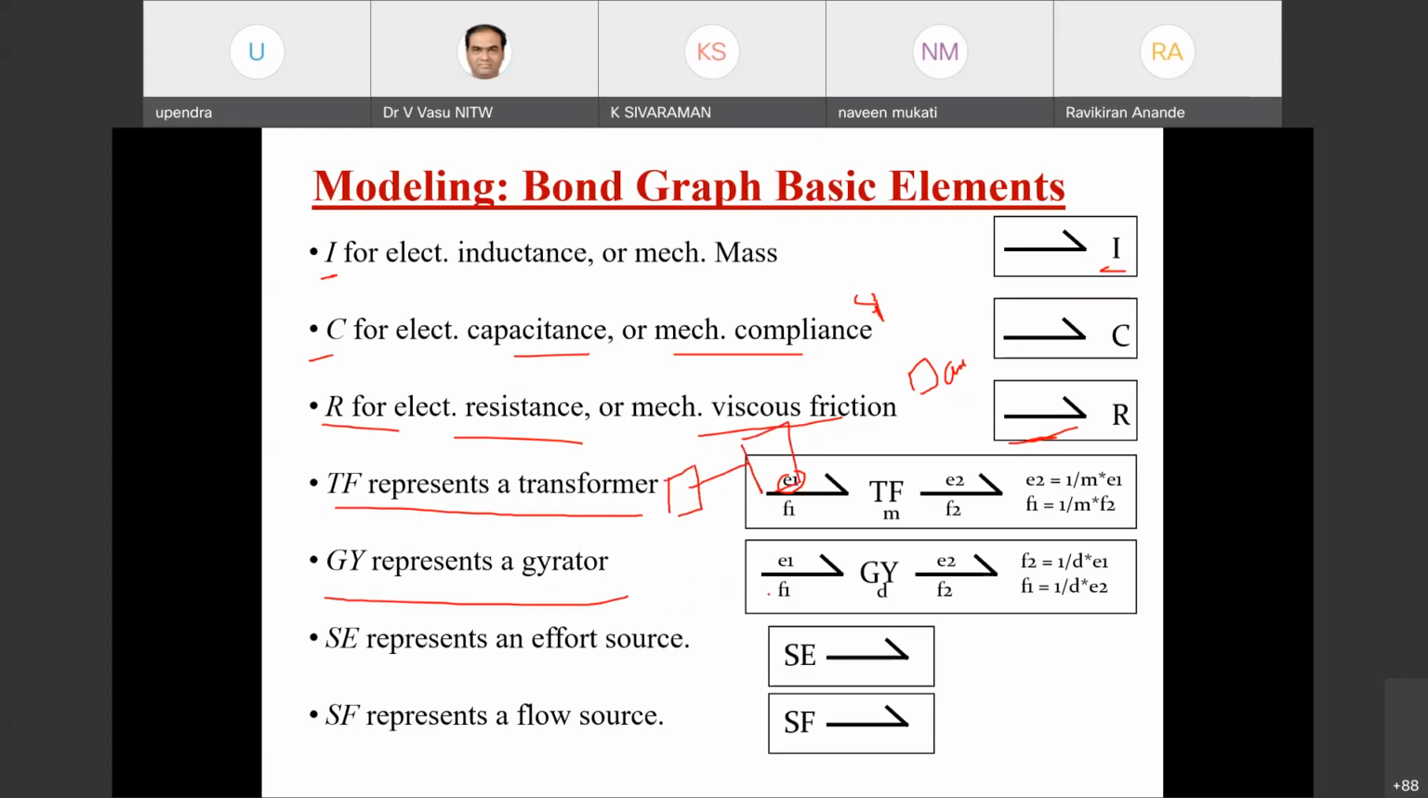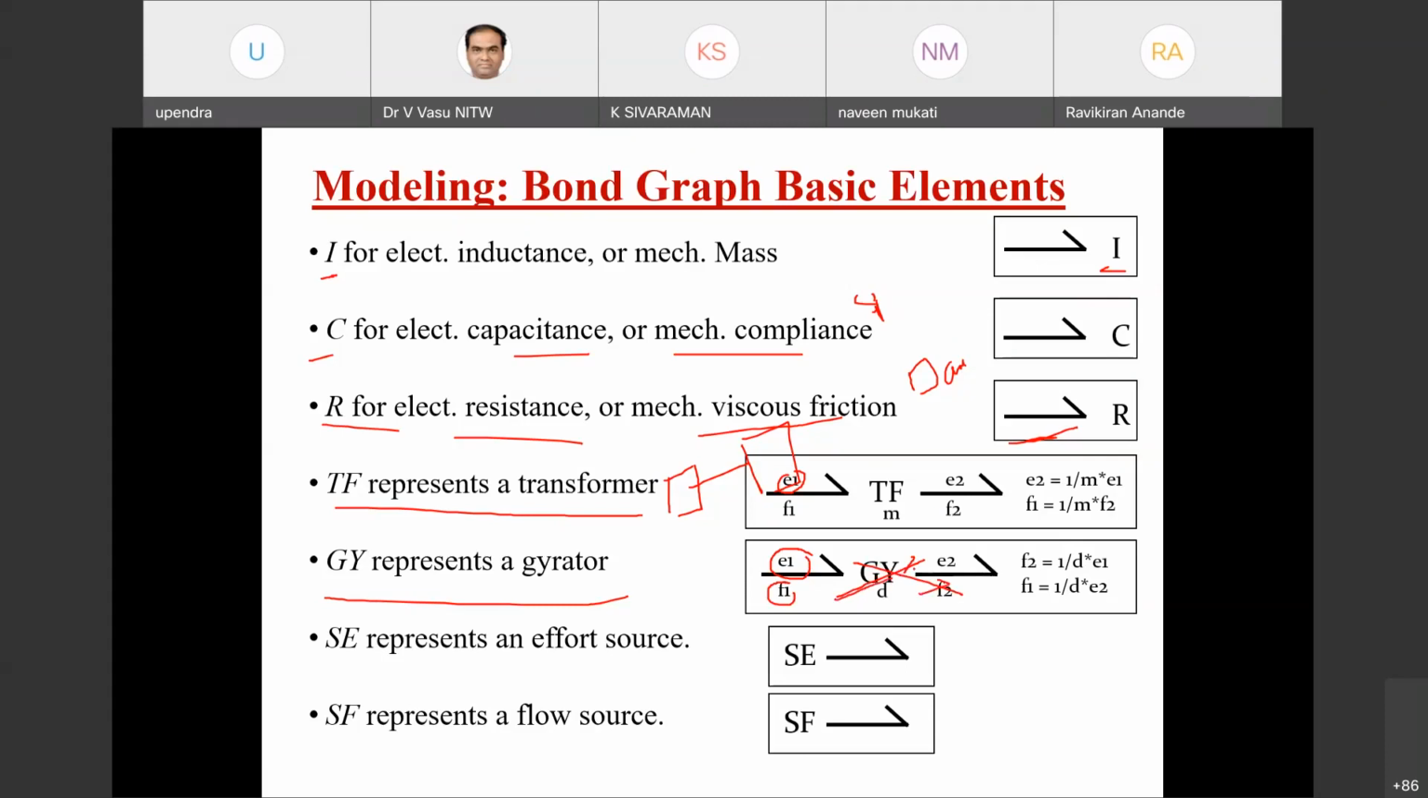If you use the gyrator, the effort of one subsystem will be converted into flow, and the flow of subsystem one will be converted into effort in the other. That is what is considered the gyrator. So this is going to be the reverse.